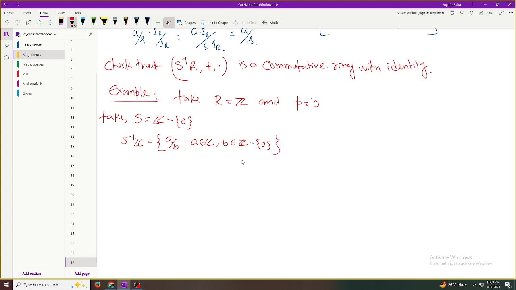What is this? This is notationally denoted by Q. Okay. So this is an example.